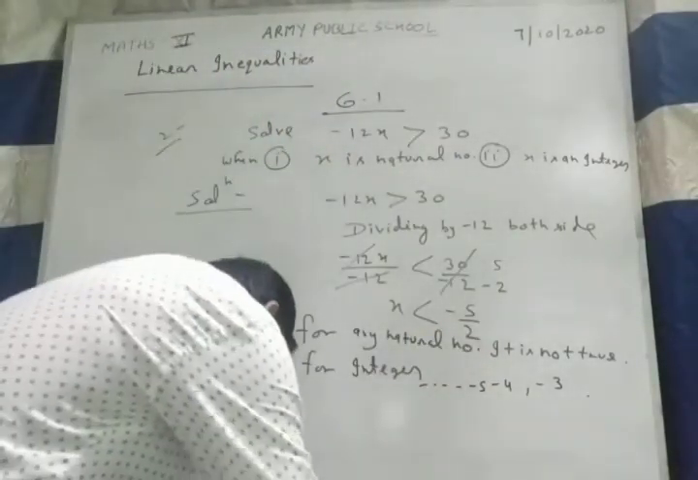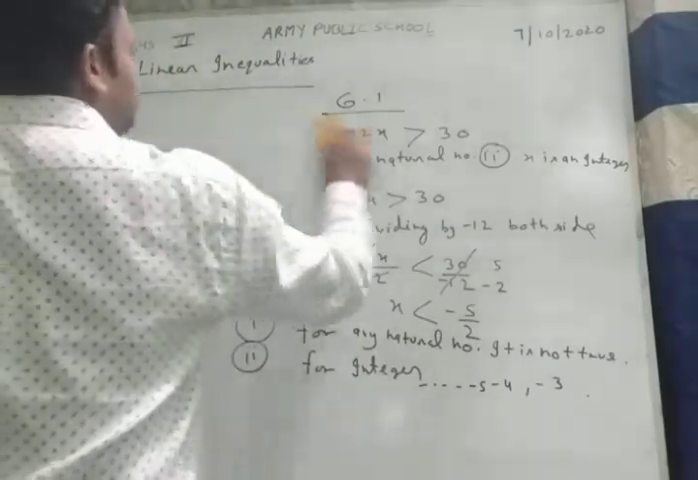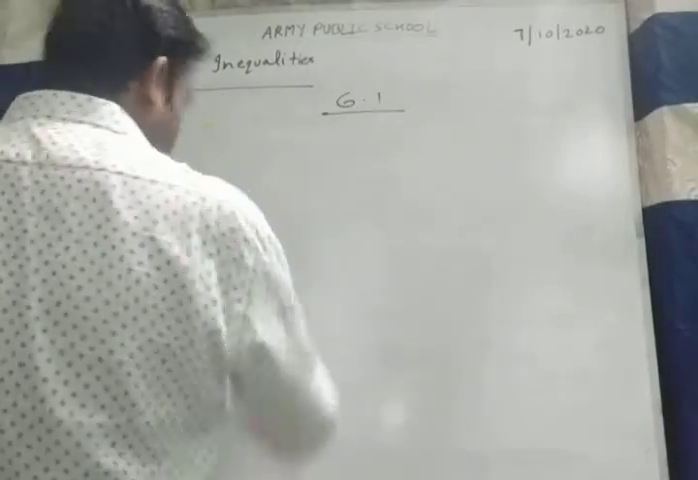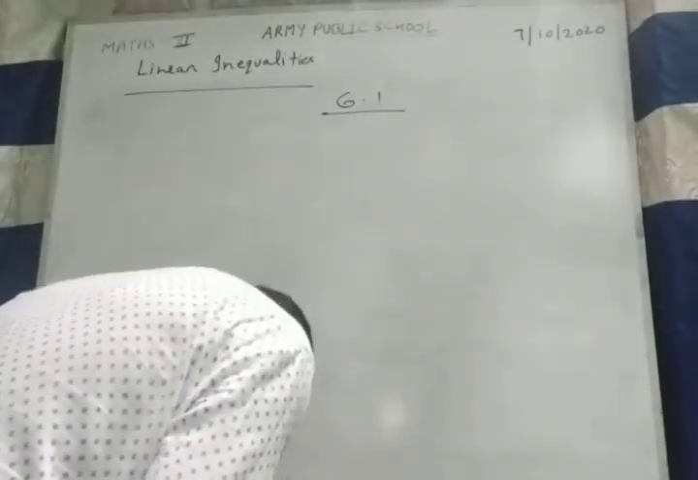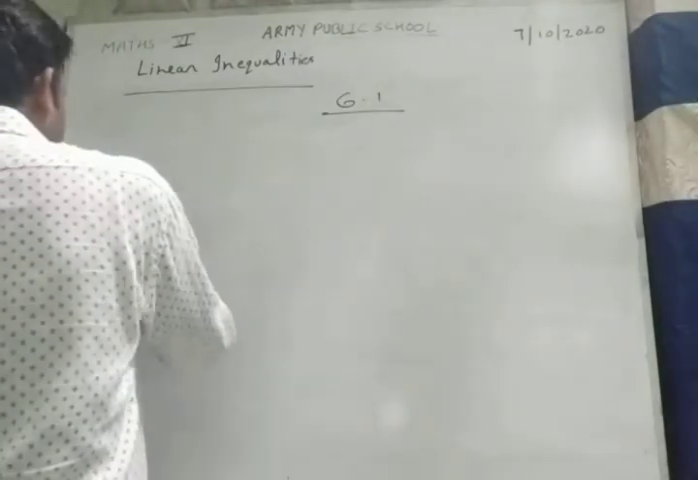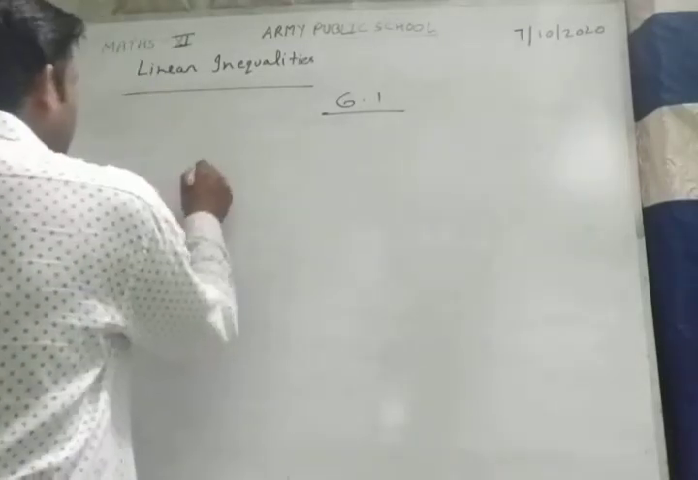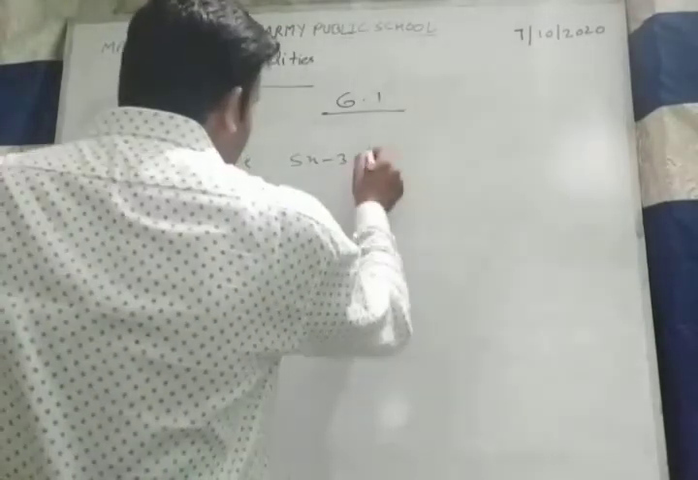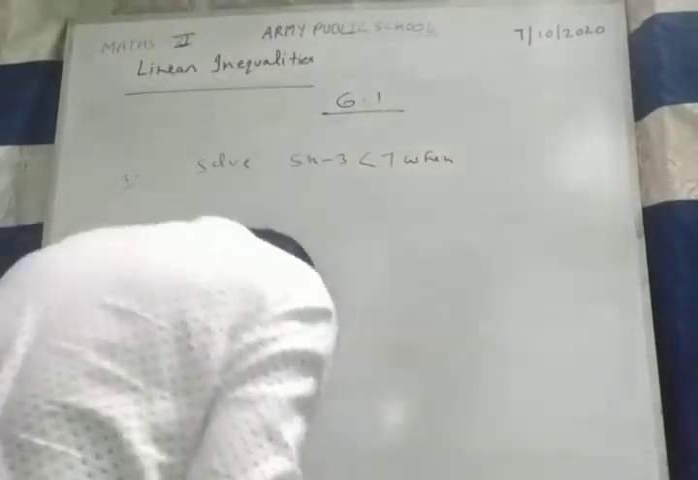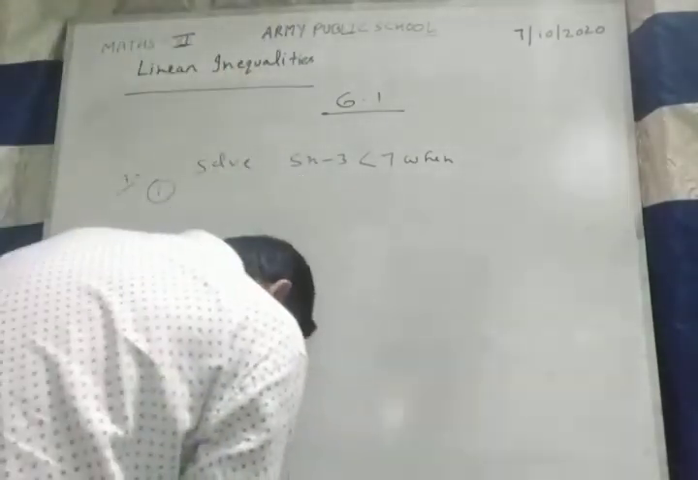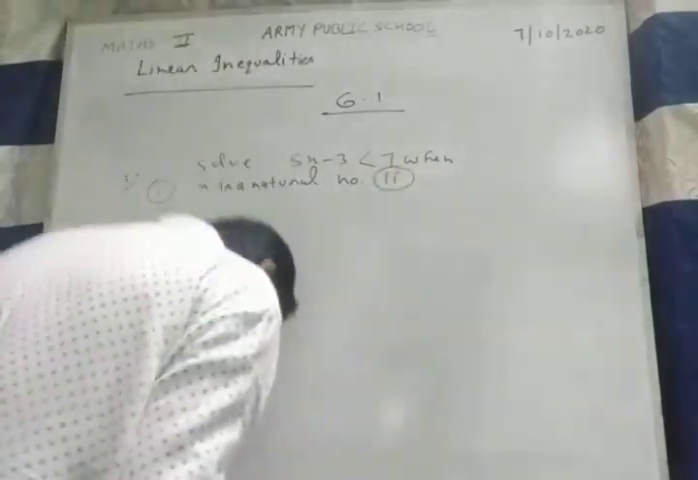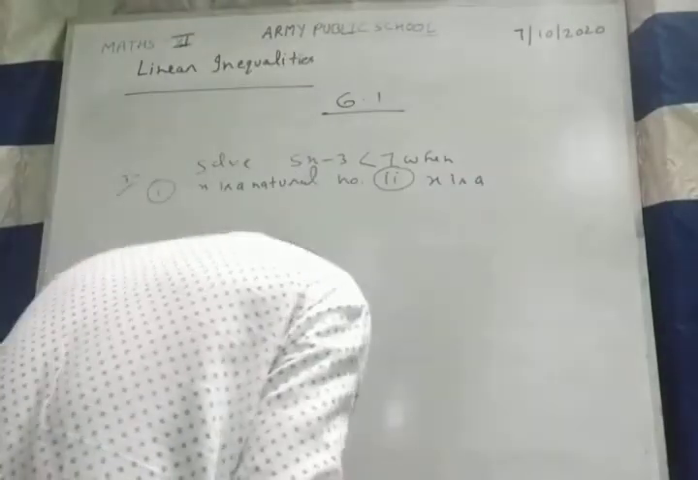Okay. Next question. Question number 3. Solve 5x minus 3 is less than 7, when first, x is a natural number. Second, x is a real number. Solution.